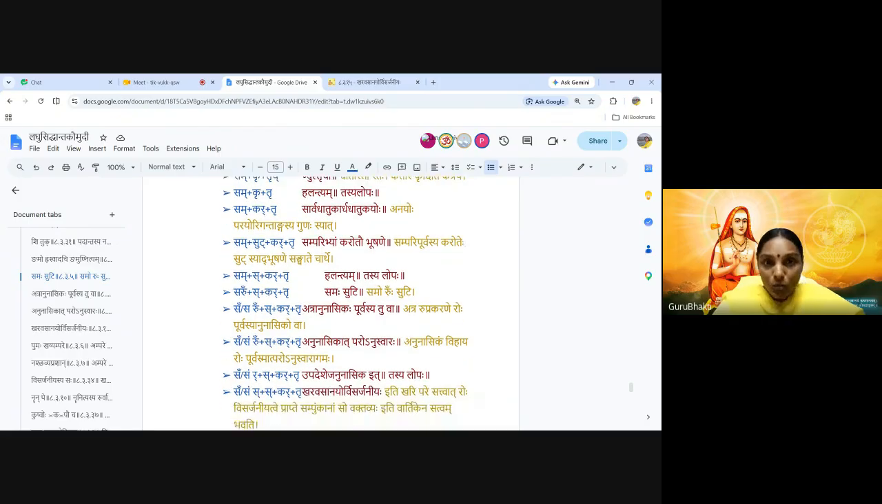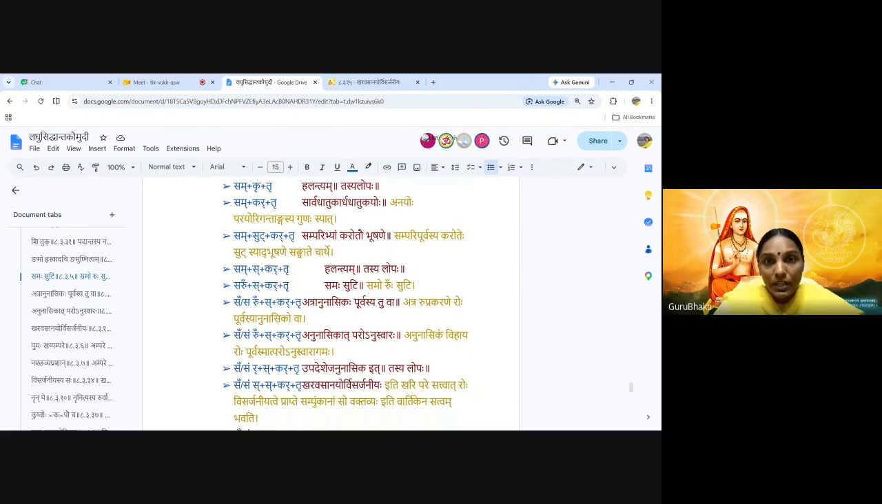Then now, samparibhyam karotau bhushane. This sam does not have any kind of meaning by itself. Sam is in the sense of bhushana artha. Here we are taking this sam in the sense of alankara, making very well. In that kind of meaning, we are taking this sam.